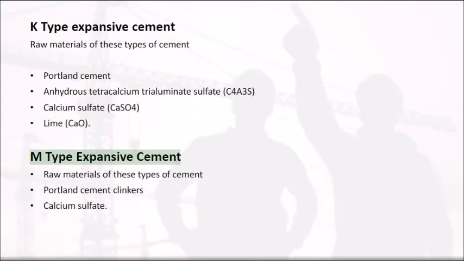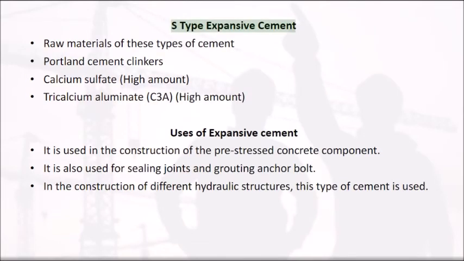M-type expansive cement. Raw materials of this type of cement: Portland cement clinkers, calcium sulfate. S-type expansive cement. Raw materials of this type of cement: Portland cement clinkers, calcium sulfate, high amount, tricalcium aluminate, C3A, high amount.